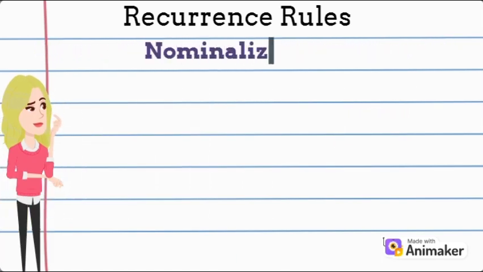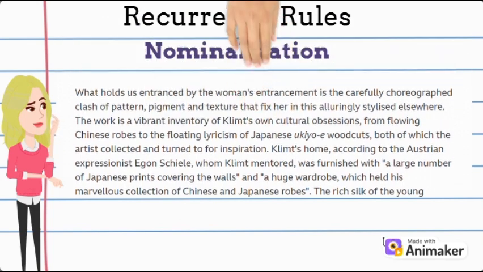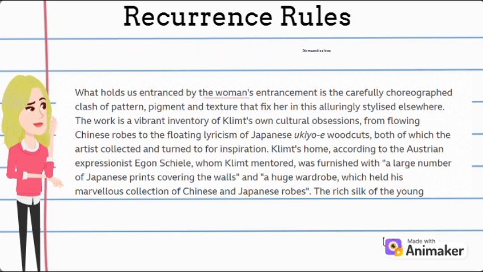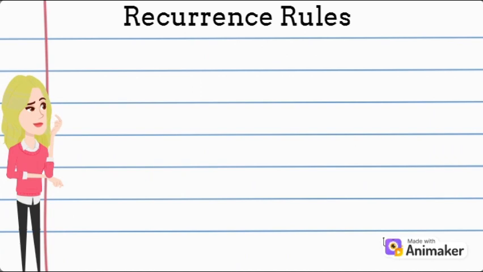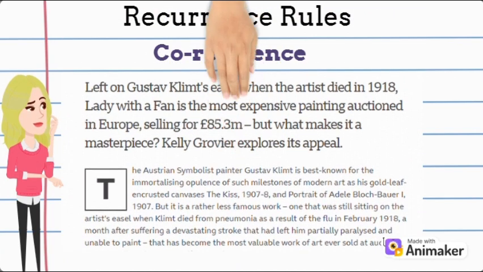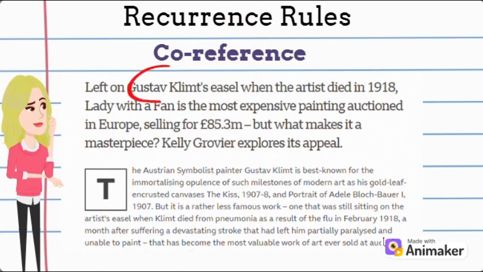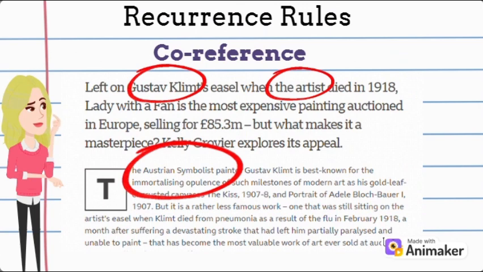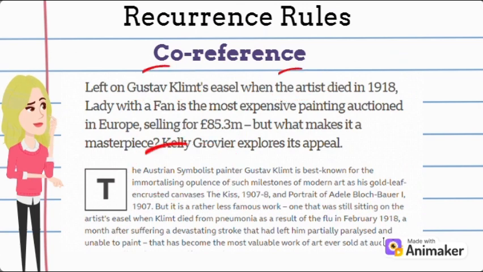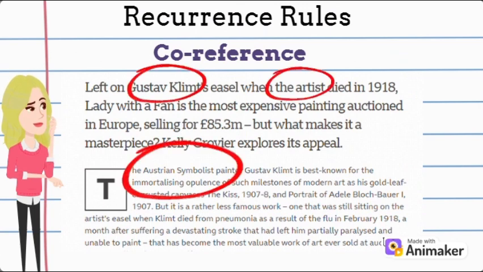Then we have nominalization, that is the use of nouns that are created from adjectives or verbs. Here we have entranced, and then we have entrancement. Finally, we have co-reference, that is the use of two linguistic expressions to refer to an element previously mentioned. In this example, we have Gustav Klimt with a genitive case, then we have the artist, and then we have the Austrian symbolic painter.